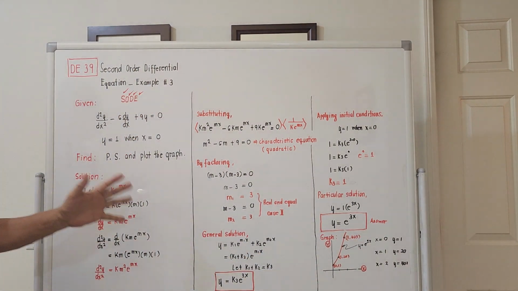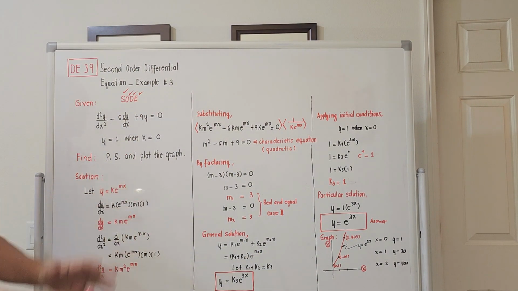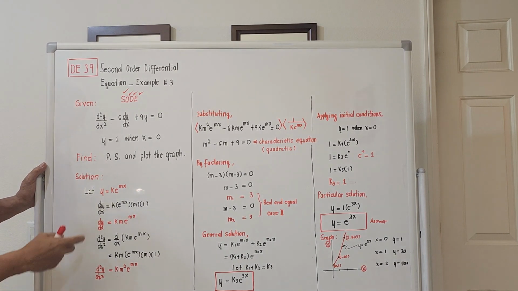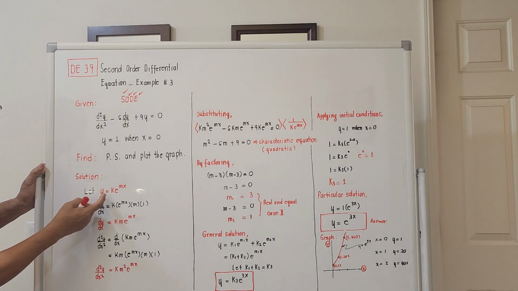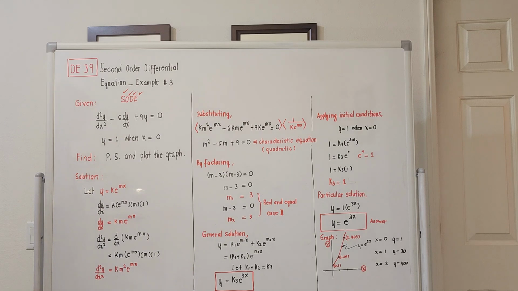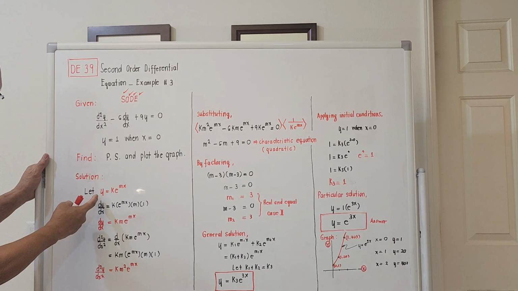What kind of graph is it? Could we visualize it? Okay, let's proceed with the solution. As always, under second order differential equation, we have a substitution here. We will let y equal k e raised to mx. That's the standard operating procedure under second order differential equation. That is the required substitution.